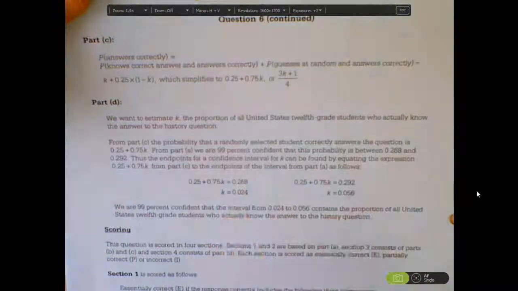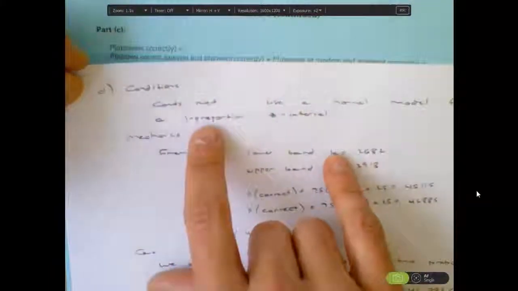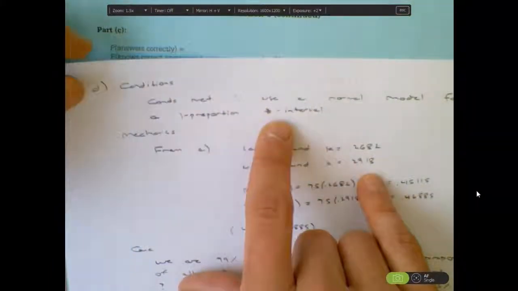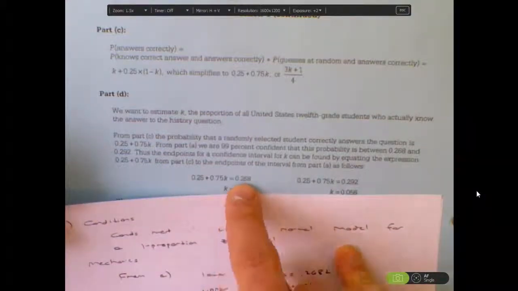Okay, you'll notice I did not do this in any way, shape, or form. Okay, so I did conditions. We're doing another one proportions interval. It doesn't even talk about checking conditions. I got my lower bound and upper bound from part A, and I substituted it in. However, I substituted it in for K. That was my problem. I didn't substitute it in as what it should be equal to. And then I generated my confidence interval based on that. And then I said we're 99% confident that the true proportion of all US 12th graders that would get the question right is between these percentages.